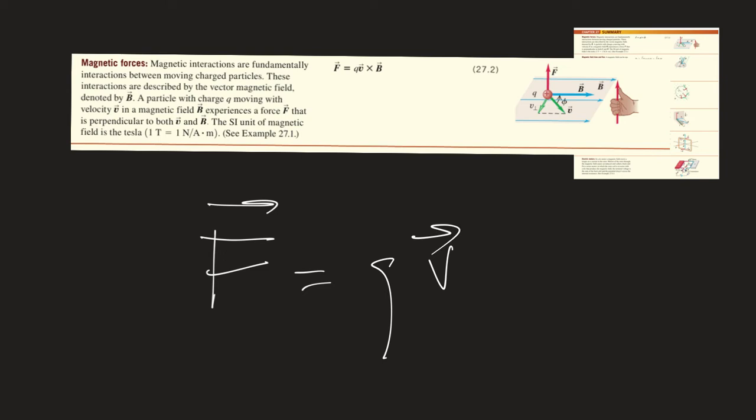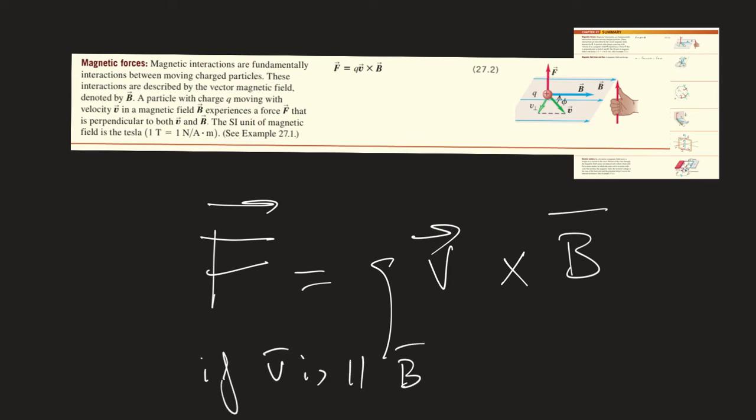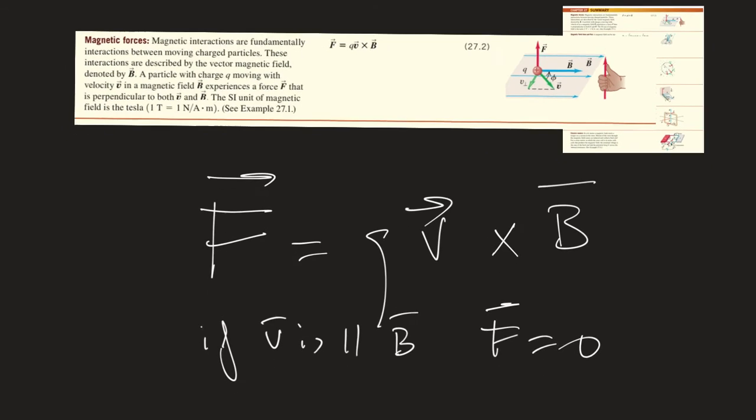Of course, if q is negative, this force will not go in this direction, it will go in the opposite direction to this picture, so you have to be careful. So this is the first key idea that you have to know. The force acting on a particle q that is moving with velocity v is q v cross B. So if v is parallel to the magnetic field, the force is zero, okay?